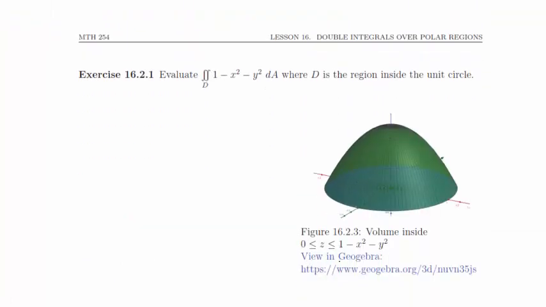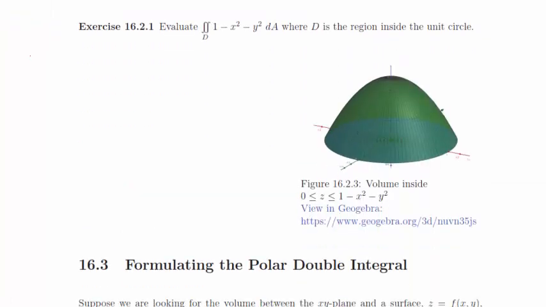And let's give you guys an exercise. Go ahead and give exercise 16.2.1 a shot. Evaluate the double integral of 1 minus x squared minus y squared dA over the domain D, where D is the region inside the unit circle. Go ahead and get that set up. You can look at the GeoGebra graphic if you'd like to as you think about it, and I will work through the solution with you in just a few moments.